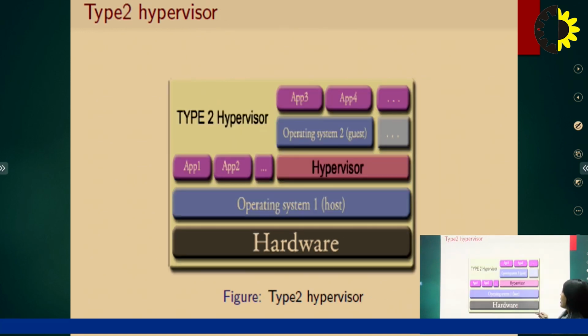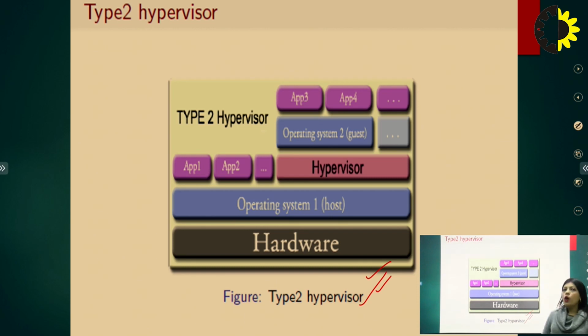Next is the type 2 hypervisor. This hypervisor depends on the operating system. So in this we have the hardware layer, and it directly interacts with the operating system because it depends on the operating system. After the operating system, multiple applications are running on it. After this, we have a hypervisor layer, and after that we have operating systems, and for those operating systems multiple applications are there. So this is the diagram of the type 2 hypervisor.